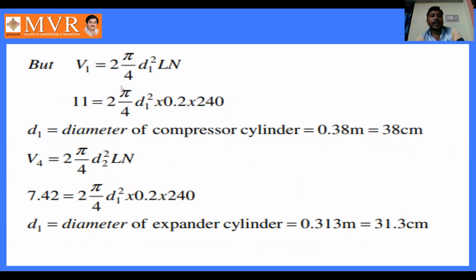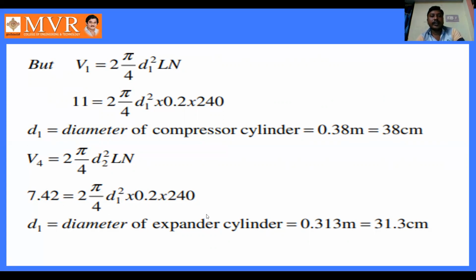And now we are going to calculate this D1, the diameter of the compressor cylinder. After substituting all the values, we get the unknown value D1. Hence we have got D1 is equal to 0.38 meter. Hence we have converted the 0.38 into centimeters. Here pi is nothing but 22 by 7, which is equal to 3.14, the standard value. Hence now we are going to calculate for V4 also. We know the general expander piston displacement from top dead center to bottom dead center, or from bottom dead center to top dead center.